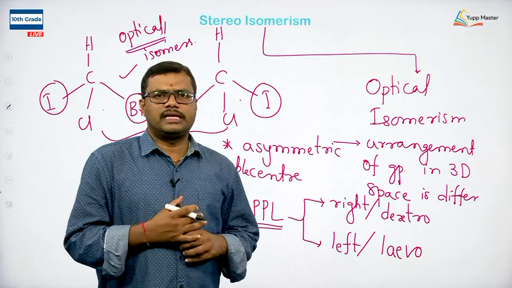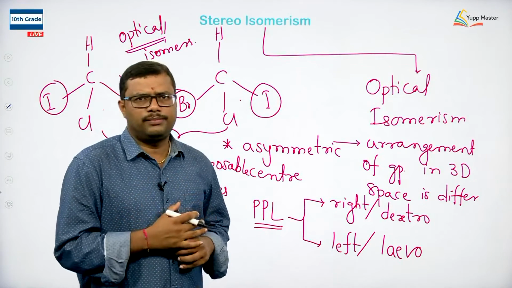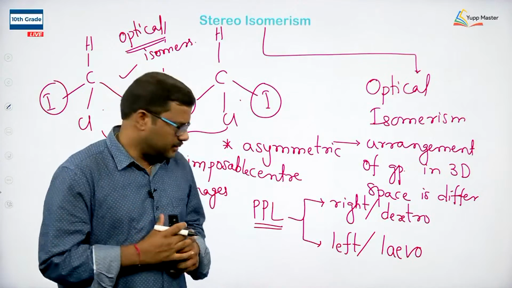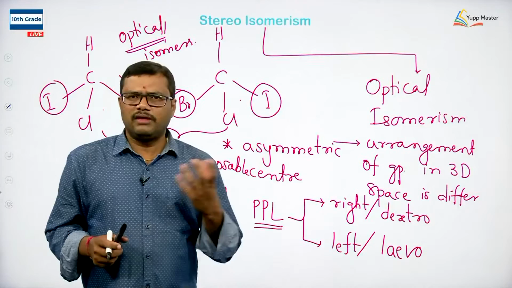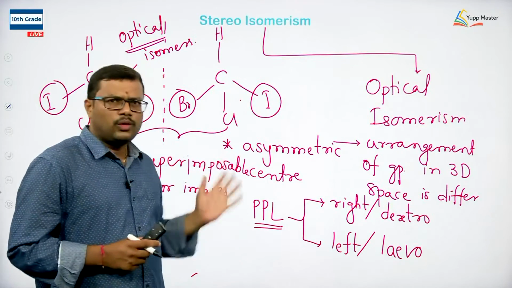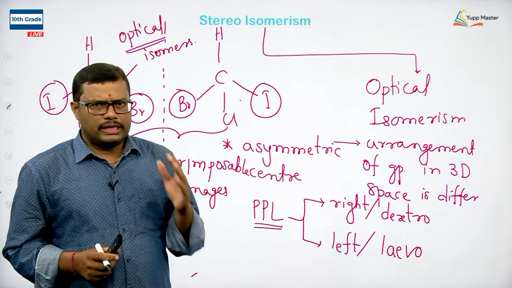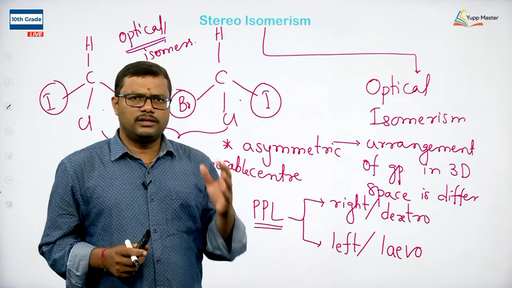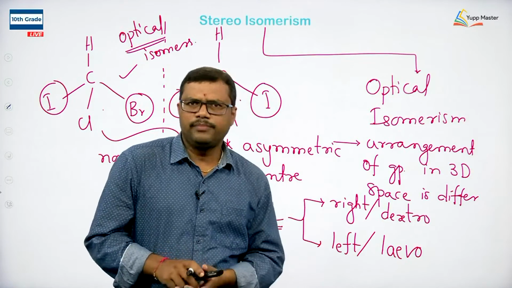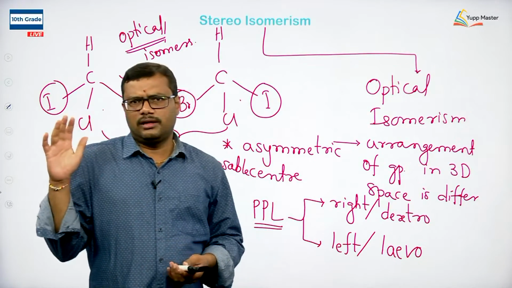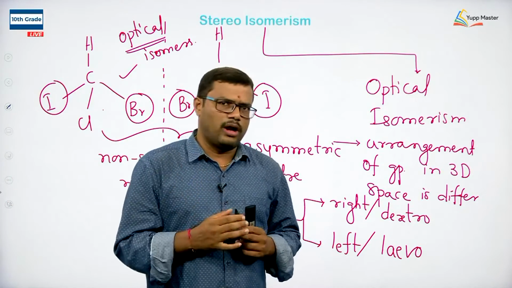Glucose is the best example. We call glucose dextrose because it rotates the plane polarized light towards the right side. Fructose is the best example of a levo sugar. Levo means it rotates the plane polarized light towards the left side. So the compound which rotates it towards the left is called levo-rotatory, and the compound which rotates it towards the right is called dextro compound.